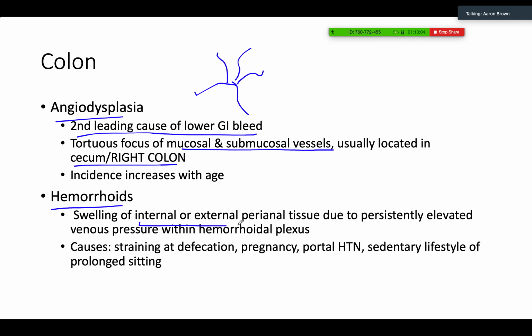Hemorrhoids: swelling of the internal or external tissue around the anus due to persistently elevated venous pressure within the hemorrhoidal plexus. So, people that strain when they defecate, pregnancy, portal hypertension secondary to cirrhosis or liver failure, right? When you have cirrhosis, we talked about how having cirrhosis causes elevated portal pressure, and that leads to varices in 3 places. Do you remember what those 3 places are?